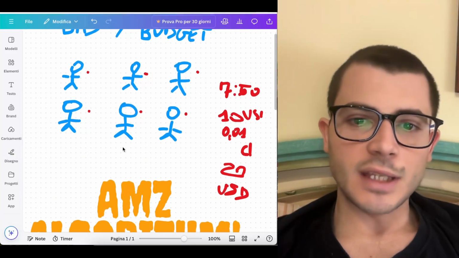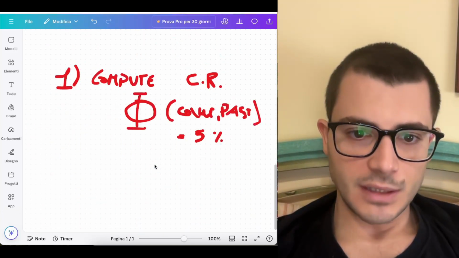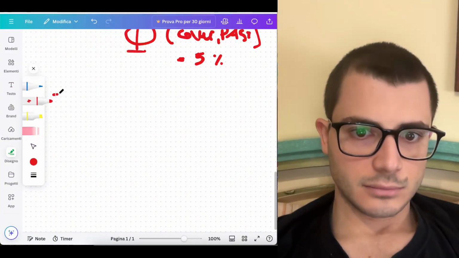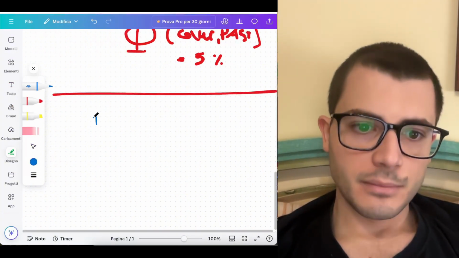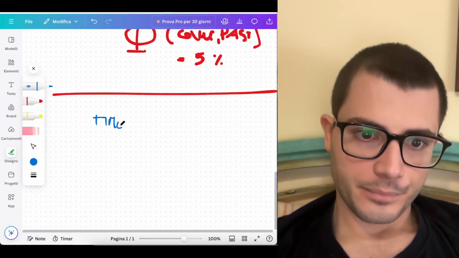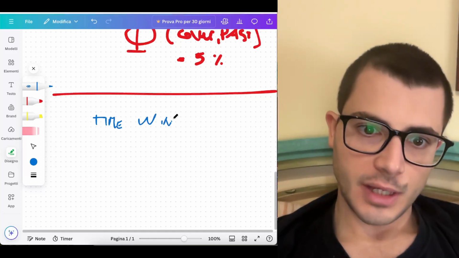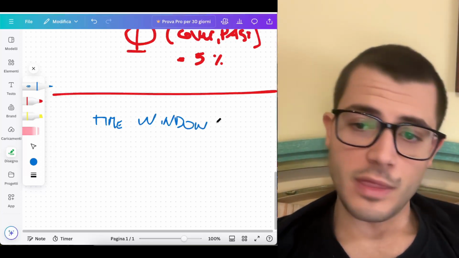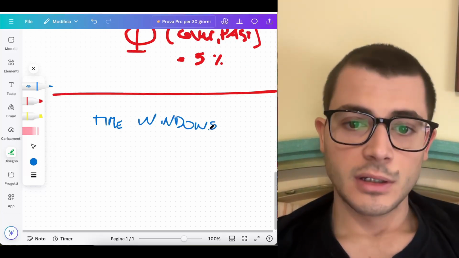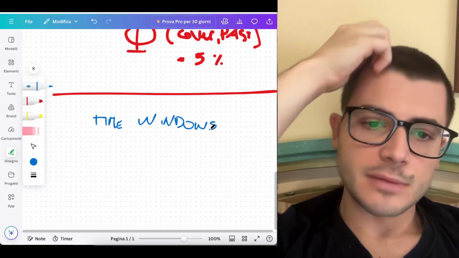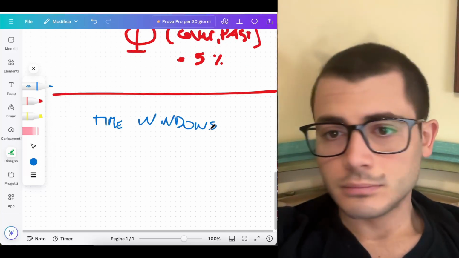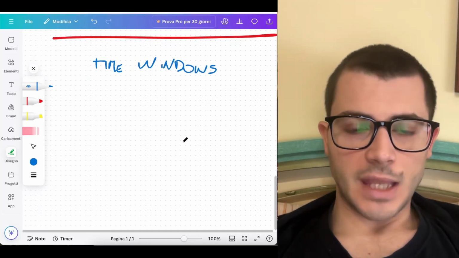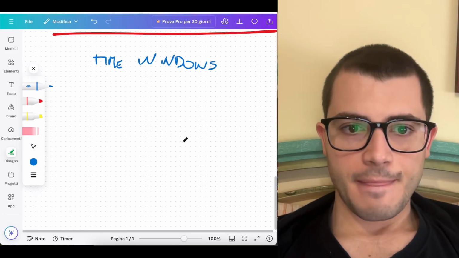So you need to understand that there is a concept that is the time window. Nobody has ever and will never understand the time windows, because the inventor of this concept is me. So time windows means that you have people looking for, for example, Mediterranean cookbook.